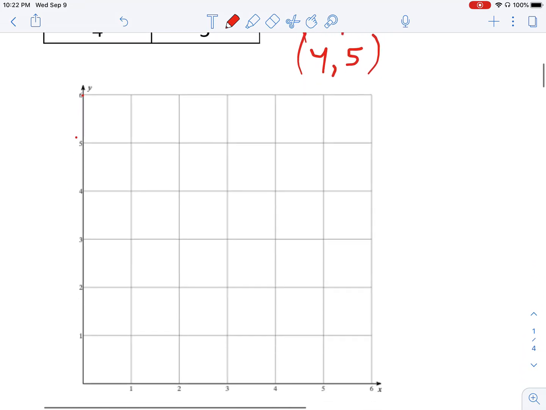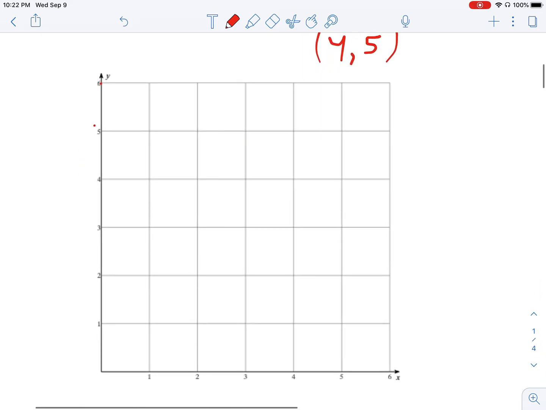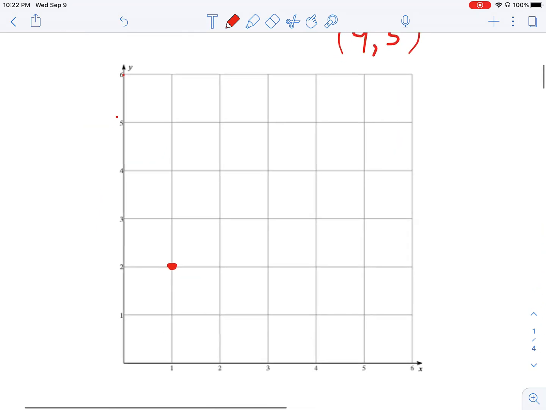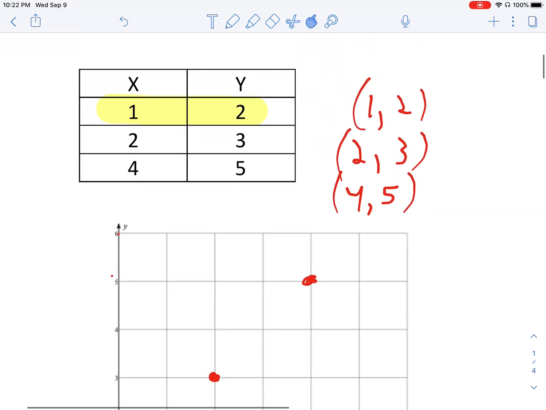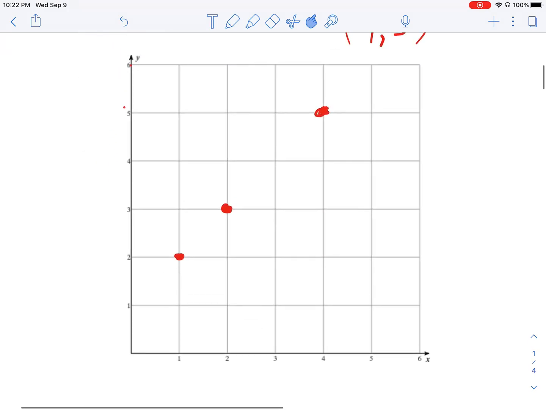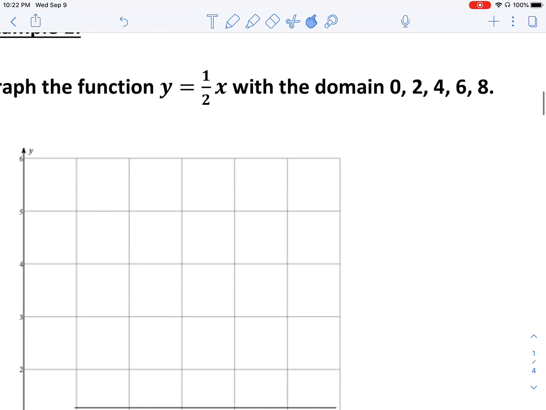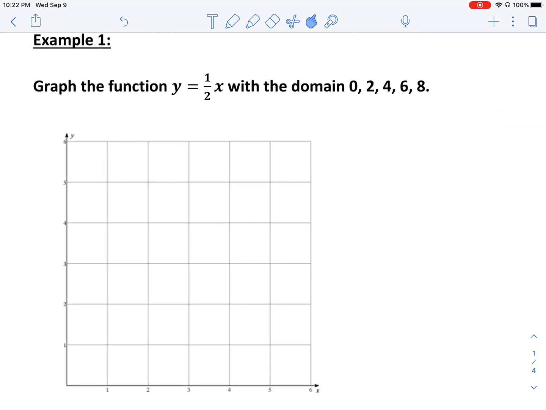So our first point is 1, 2, so the x movement is the horizontal movement. All right, so we're going to do over 1, up 2, and put a dot there. The second point is 2, 3, and the last one is 4, 5. So this is kind of just plotting points, getting a feel for it, and graphing our function that way. Okay. On your next example, it gets a little bit more challenging.